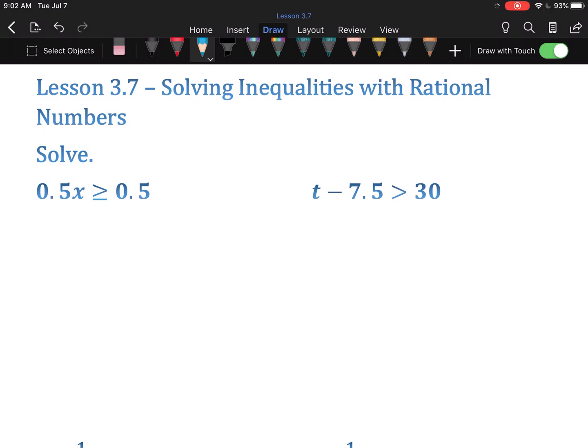So this first guy is 0.5x is greater than or equal to 0.5. 0.5x is multiplication. I will divide both sides by 0.5.